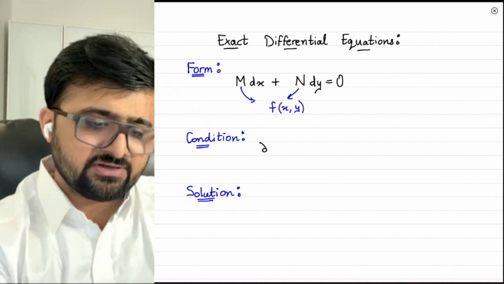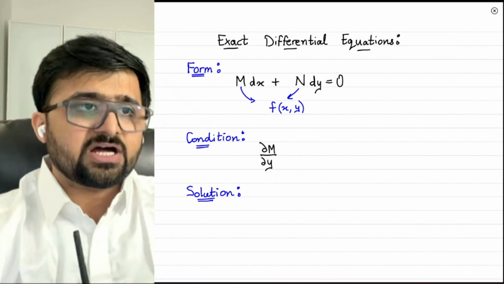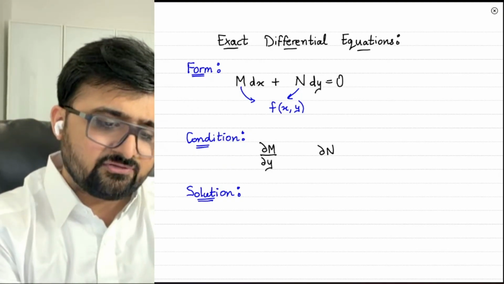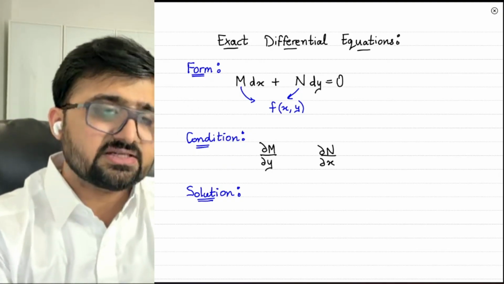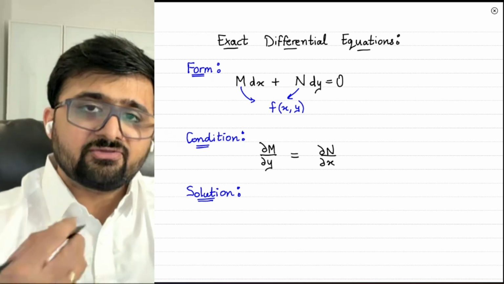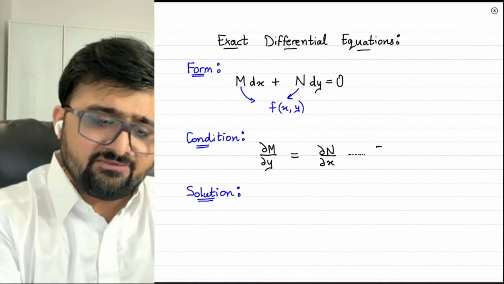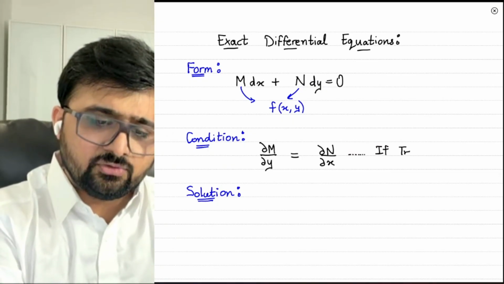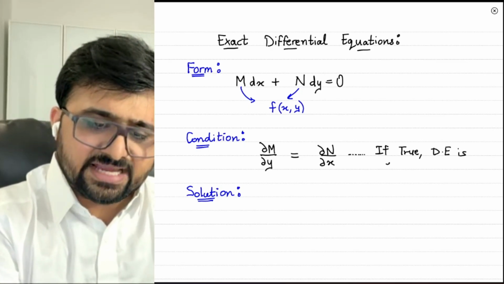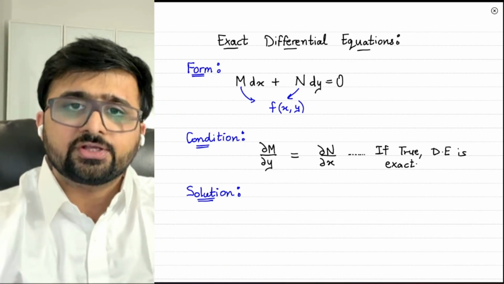You take the partial derivative of M with respect to y, and you take the partial derivative of N with respect to x. Okay, if these two derivatives come out to be equal, such a differential equation is called exact. So this is the condition. If this is true, the differential equation is exact. Okay, so that's how you check if the differential equation is exact or not.